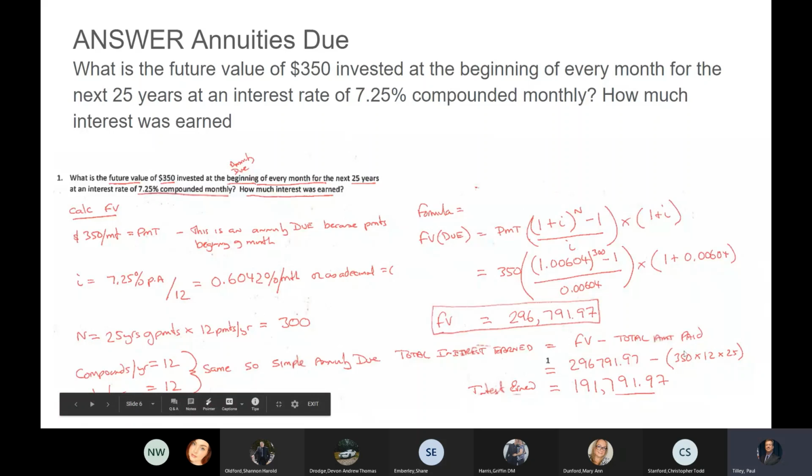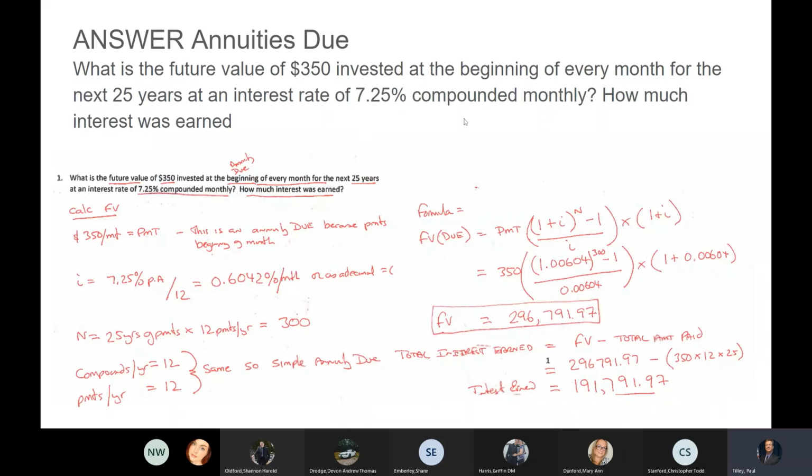So it's times 12 for 25 years. So basically, this is how much money we put in, and this is how much money we got out. The difference between what we put in and what we got out must be the interest earned. So it is $191,791.97.